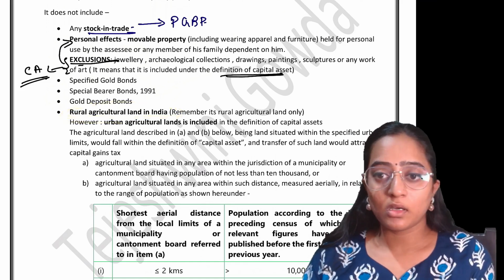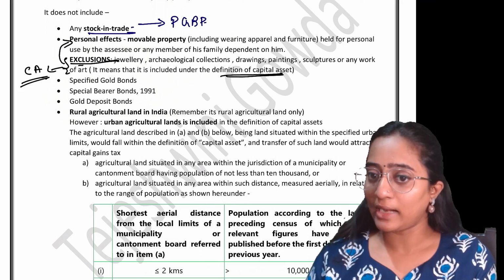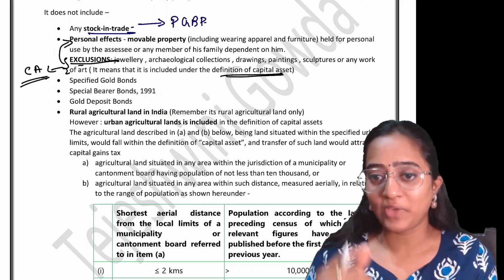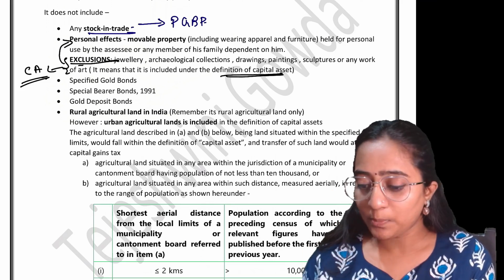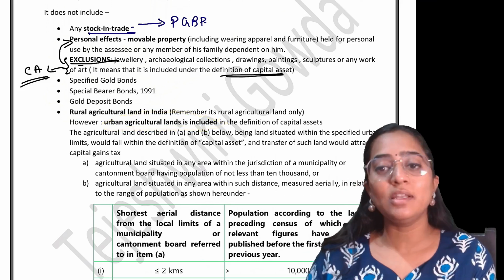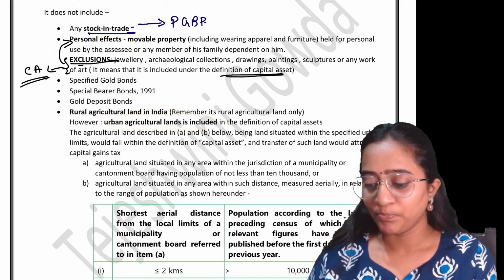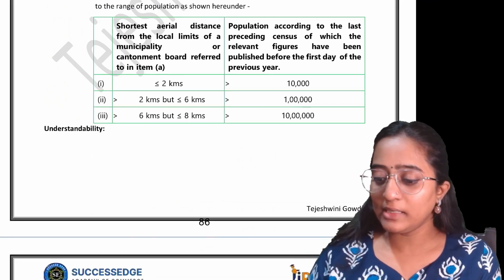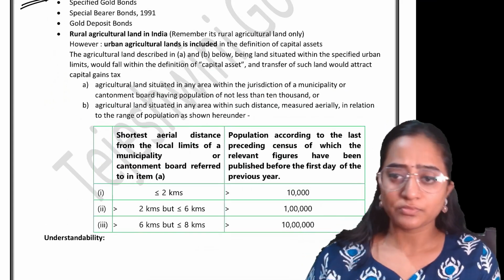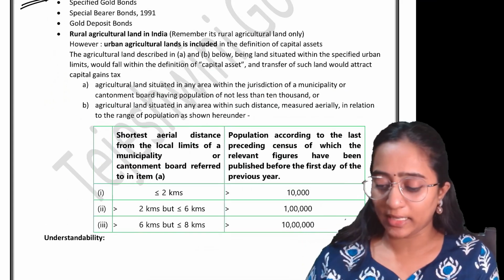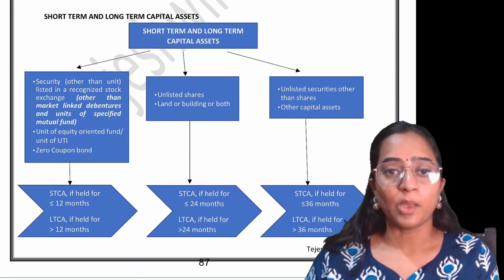Remember, people, rural agricultural land is excluded from the definition of capital asset. What about urban agricultural land? Urban agricultural land is included in the definition of capital asset. Please remember. This is the radius in which you are going to consider whether it is urban agricultural land or rural agricultural land.